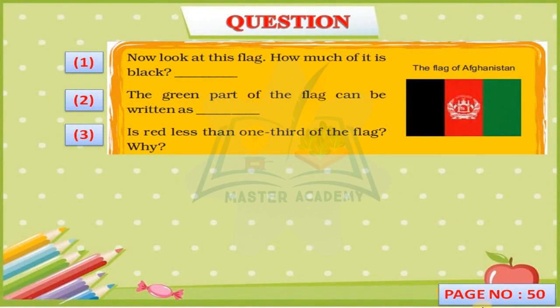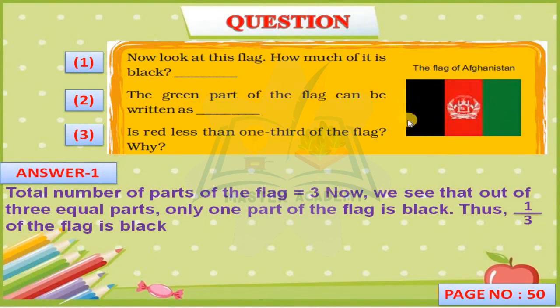This is the same page number 50. Now look at this flag. How much of it is black? Look at this side. How many total parts does this flag have? There are total 3. This is 1, this is 2, and this is 3. So tell me, how many parts are of the black color?